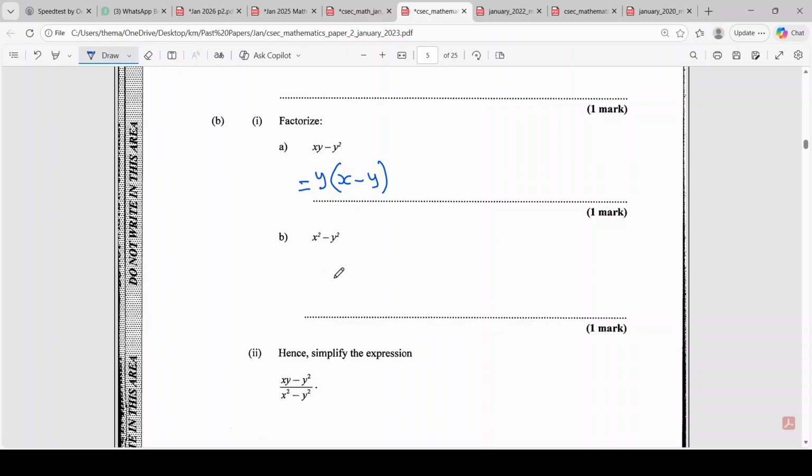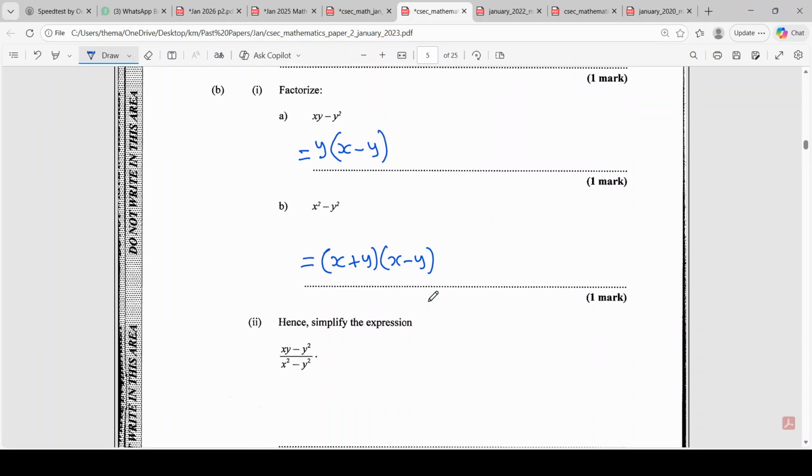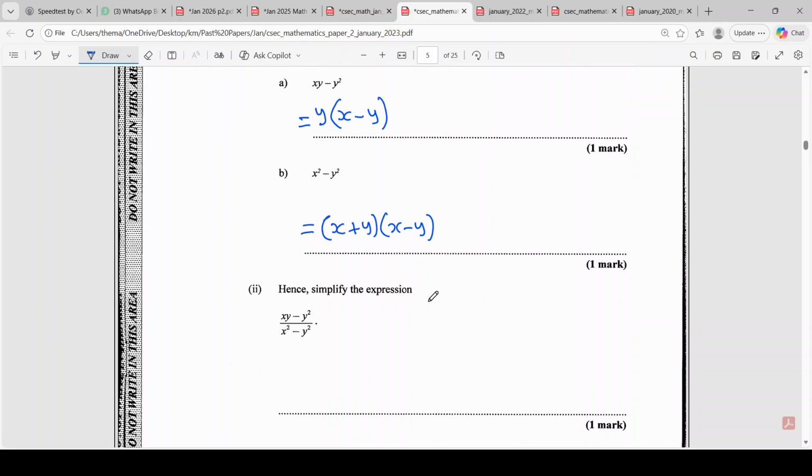So that is this answer here. What is this one here? This is a difference of 2 squares. We have 2 square terms here, so once you see that, that's your answer right there: x plus y by x minus y. The first term plus the second term, by the first term minus the second term. Hence, simplify the expression. So we already factorize it.